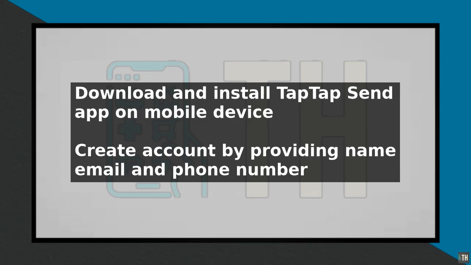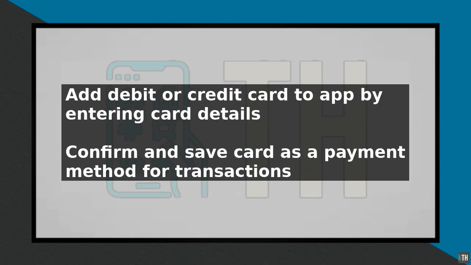Next, add your debit or credit card to the app by navigating to the Payment Methods section. Enter your card details, including the card number, expiration date, and security code. Confirm that the information is correct and save the card as a payment method.